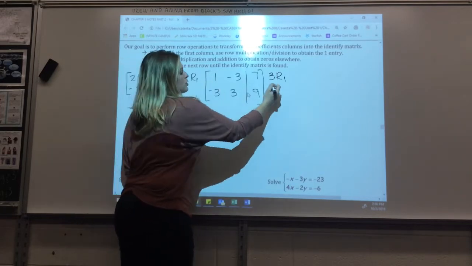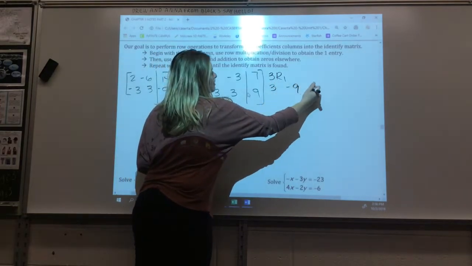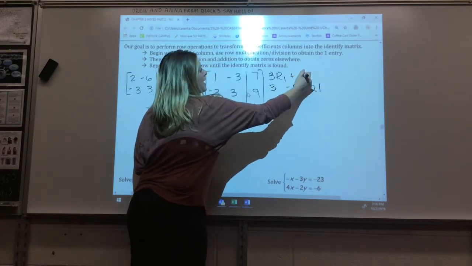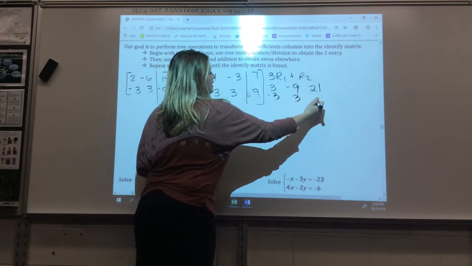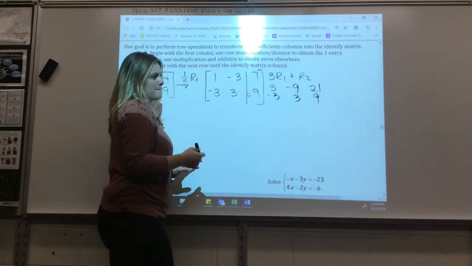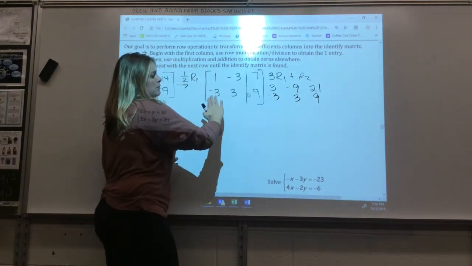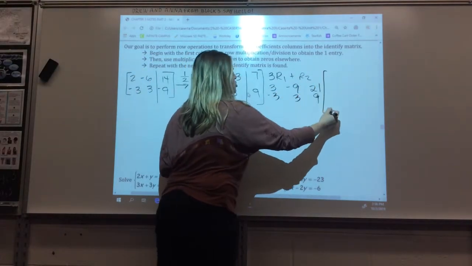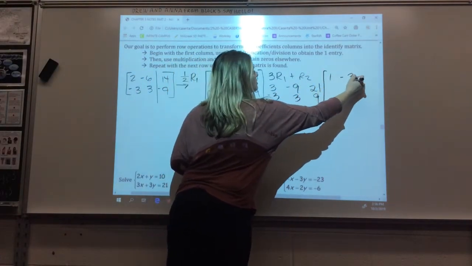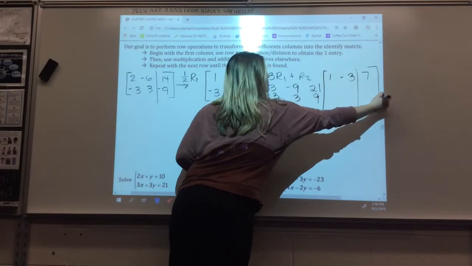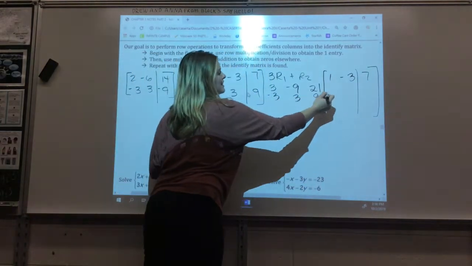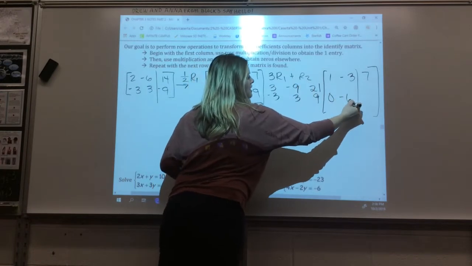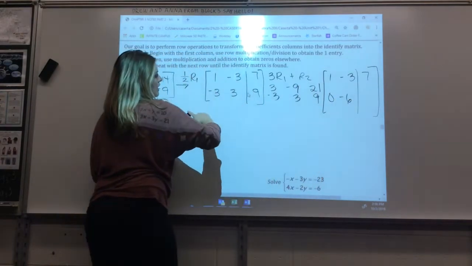So I'm going to take the first row, multiply it by 3, and then I'm going to apply it to row 2. Row 2 is -3, 3, and 9. So I borrowed the first row, I'm applying it to row 2. So I actually haven't changed row 1. I've only borrowed row 1 and applied it to row 2 to get 0, -6, and 30.